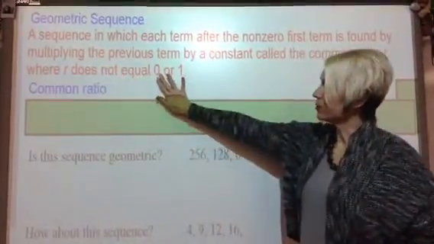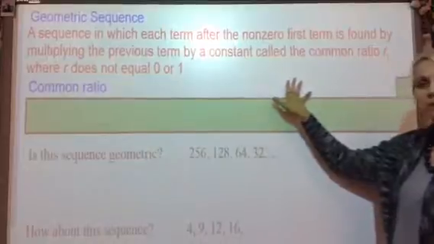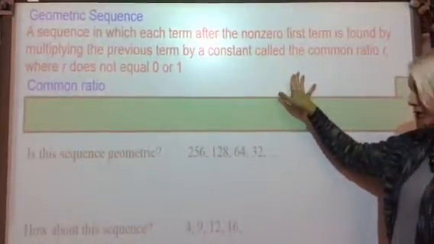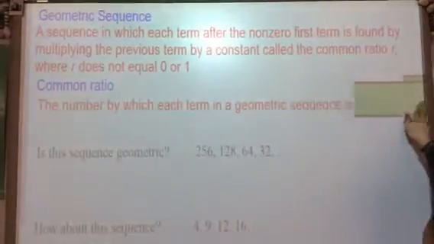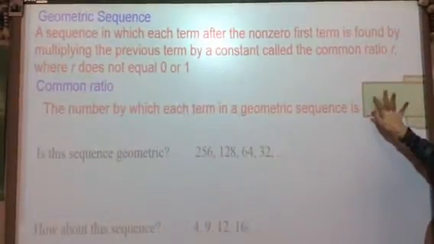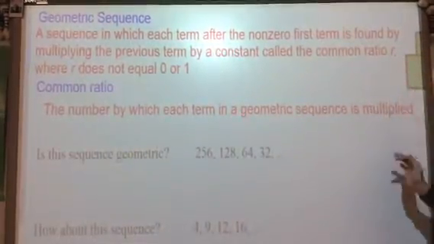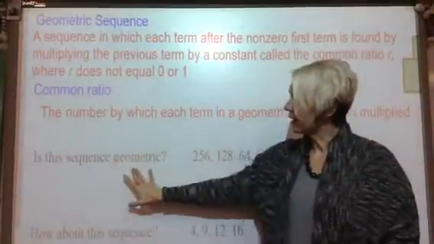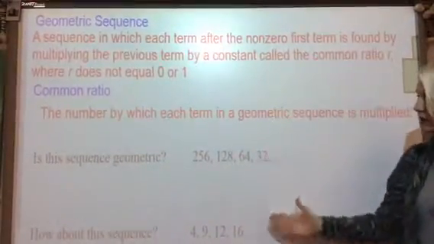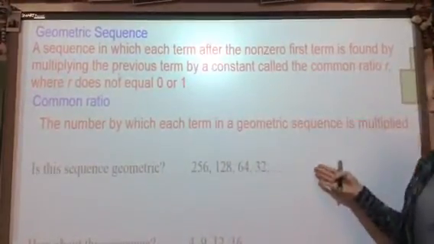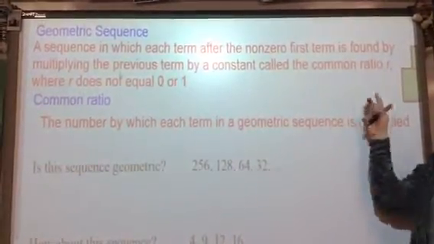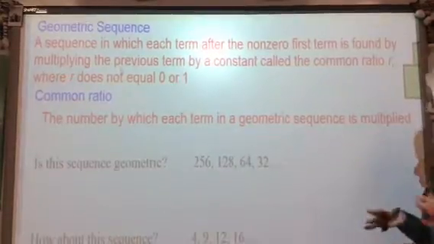R cannot equal 0 or 1. It can be a decimal or a fraction, or it can be a whole number. The common ratio is the number by which each term in a geometric sequence is multiplied. So the first example you're going to have is to look at a sequence of numbers and identify, is it geometric or not? If yes, you will say what r is. If not, you just say no and move on.